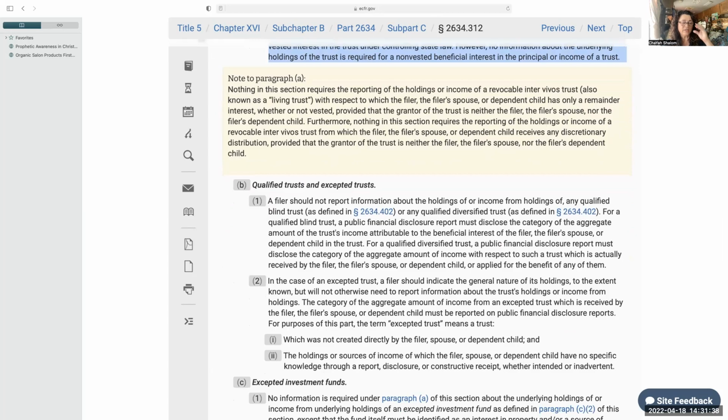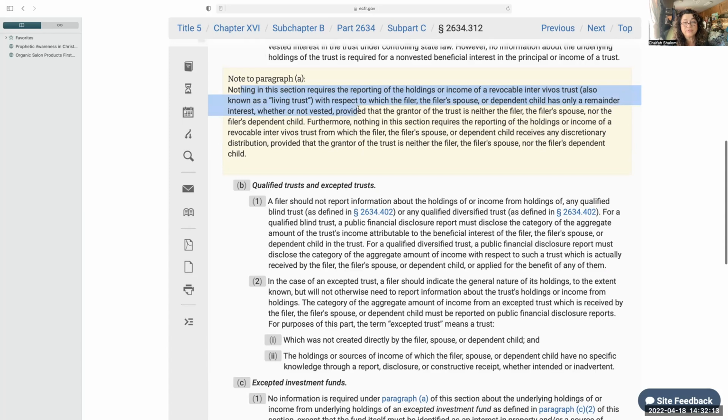Well, let's see, note to paragraph A, nothing in this section requires the reporting of the holdings or income. Hey, what? Nothing in this section requires the reporting of the holdings or income of a revocable inter vivos trust, also known as a living trust, with respect to which the filer's spouse or dependent child has only a remainder in trust, whether or not vested, provided that the grantor of the trust is neither the filer. See? You can't be the grantor of the trust. You can't be the filer. The filer's spouse, nor the filer's dependent child.